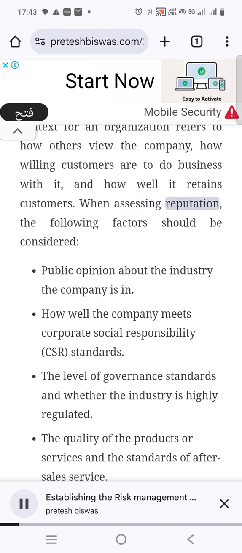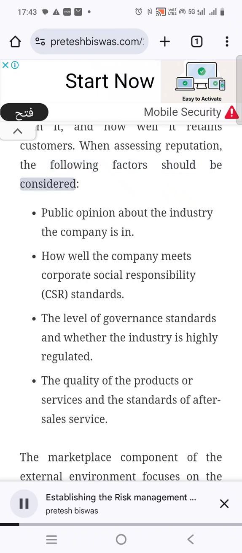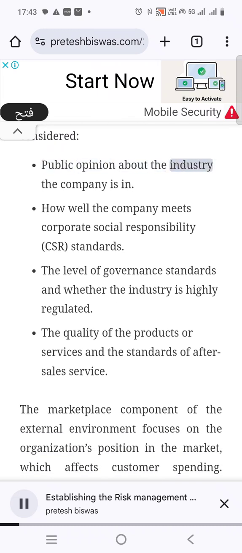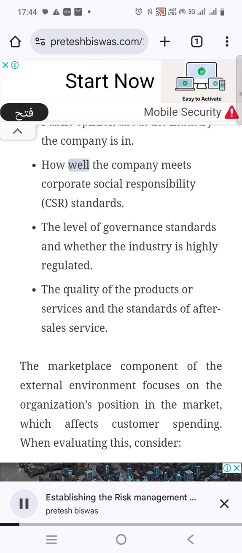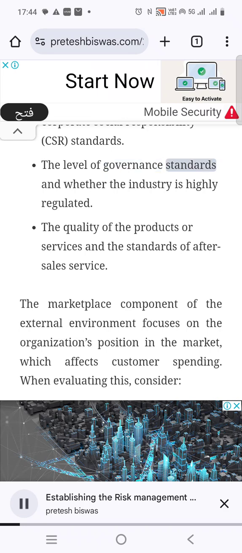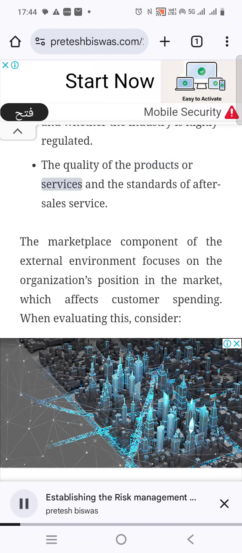When assessing reputation, the following factors should be considered. Public opinion about the industry the company is in. How well the company meets corporate social responsibility, CSR, standards. The level of governance standards and whether the industry is highly regulated. The quality of the products or services and the standards of after-sales service.